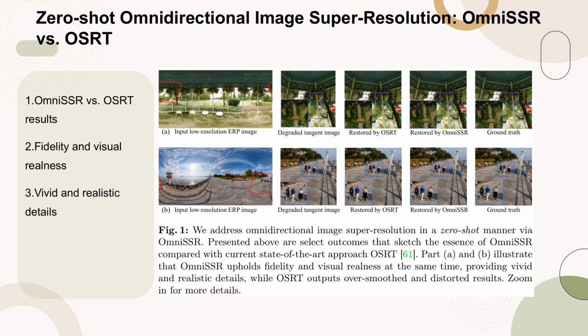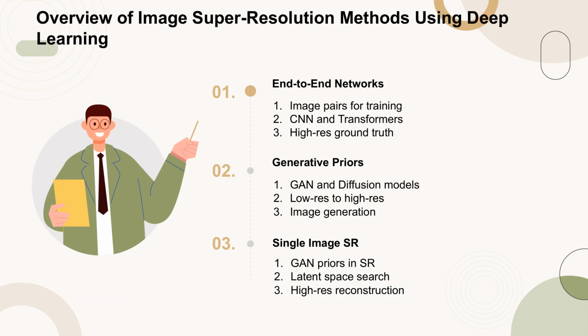Zooming in on the images provides a closer look at the enhanced details and the overall quality of the super-resolved images. The current state of image super-resolution methods based on deep learning can be categorized into two main approaches. The first involves end-to-end network training methods, which use image pairs consisting of low-resolution degraded images and high-resolution ground truth images for training. These methods employ network architectures such as CNNs and transformers. The second category utilizes generative models as priors, such as GANs and diffusion models, where low-resolution images are used as conditions to generate high-resolution images.